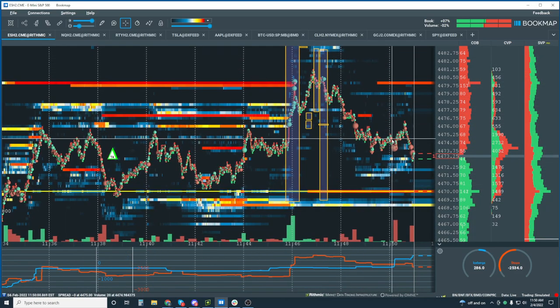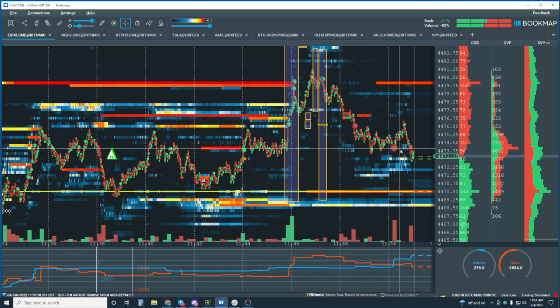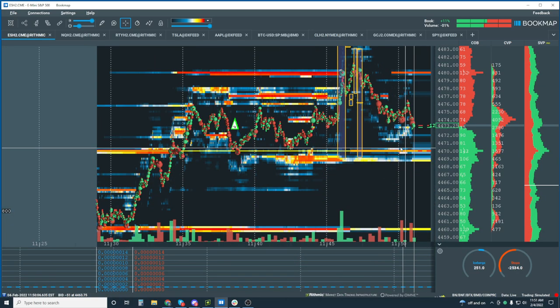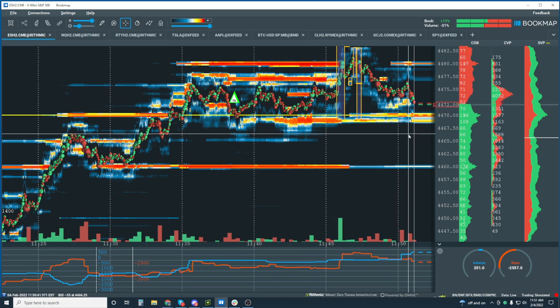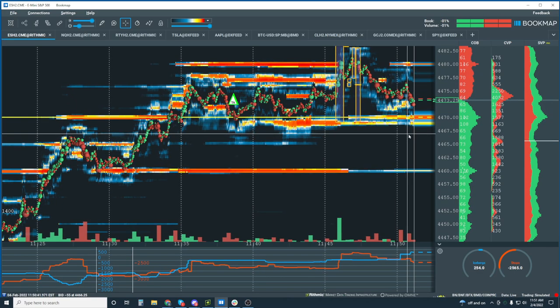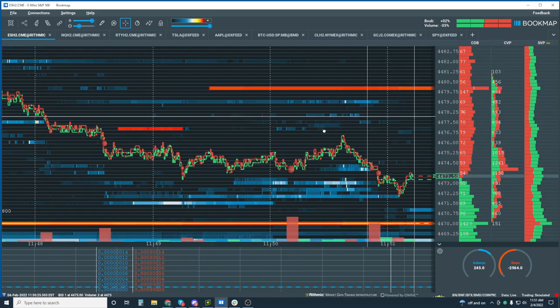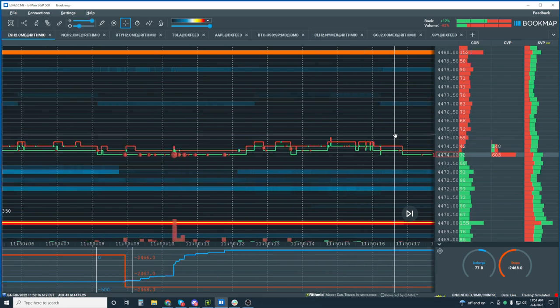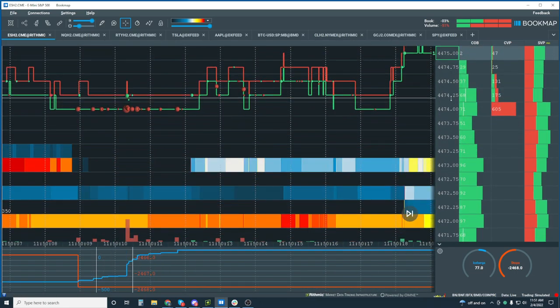What was I going to say here? And why I brought the volume dots back on. There was a question here, I think. Oh, yeah, about the tick data. That's right. So here we're looking at every single transaction in Bookmap.